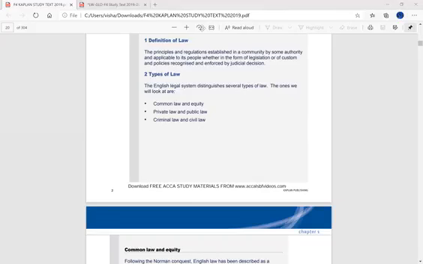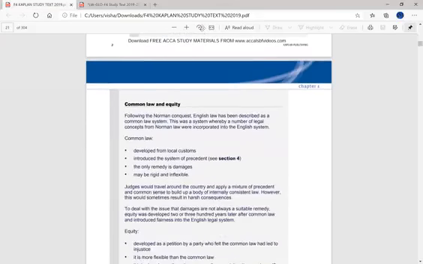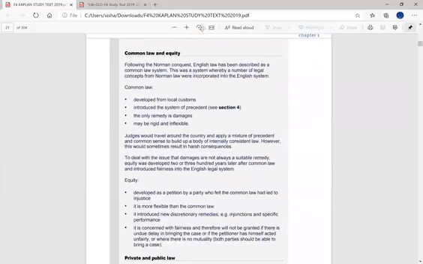There are different types of laws within the English legal system. English legal system is a very old system of law established in the UK, one of the oldest systems established in the UK. So under that, there are several types of laws: common law and equity. There's private law and public law. There's criminal law and civil law. Now, first of all, let's discuss common law and equity.